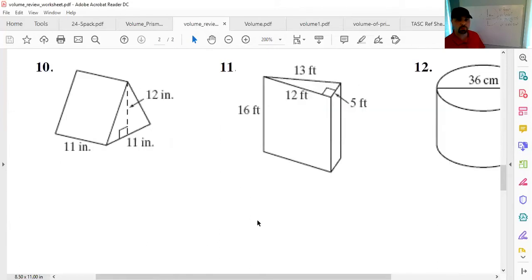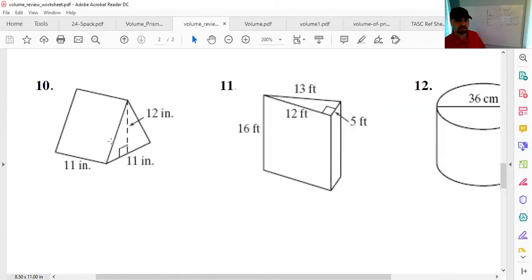So you've got a couple more problems here. Number 10 is not really a shape that's on the formula sheet. I think you can do it if you look at number 10 like a triangle, the front of it, which is 11 by 12. Find the area of that front shape and then multiply it by its depth of 11.